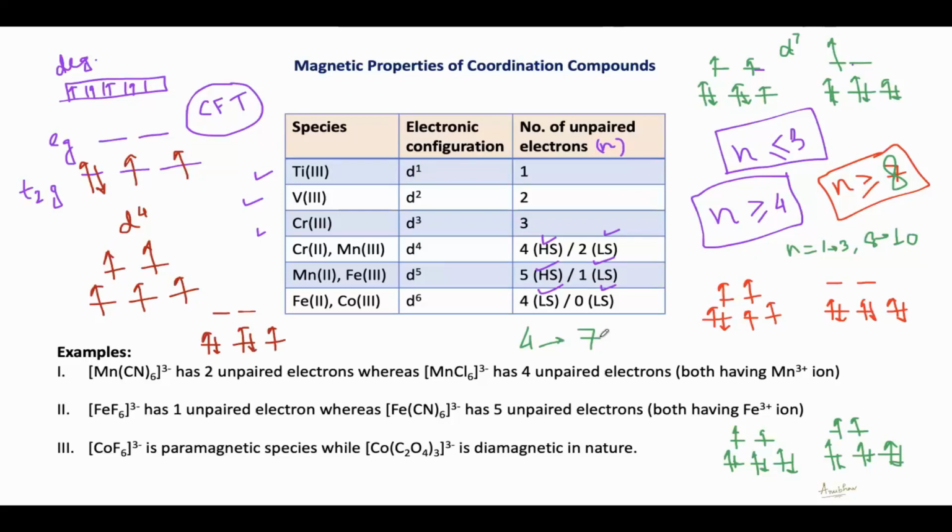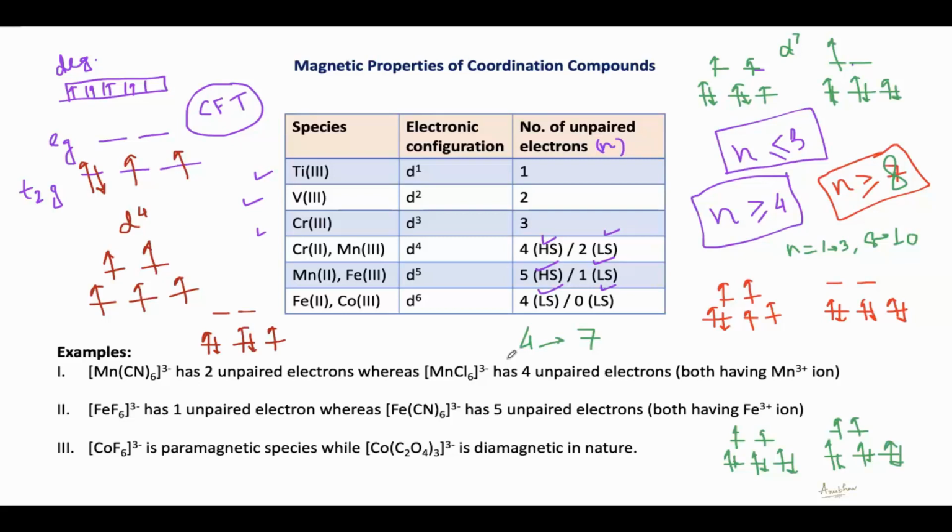So what we have discussed over here, we will again discuss in the next class, when we talk about the crystal field theory. Here are a few examples. First one is [Mn(CN)6]3-, which is Mn3+. Now cyanide is a very strong field ligand. Mn3+ is d4, so it is a low spin complex. The number of unpaired electrons is 2.